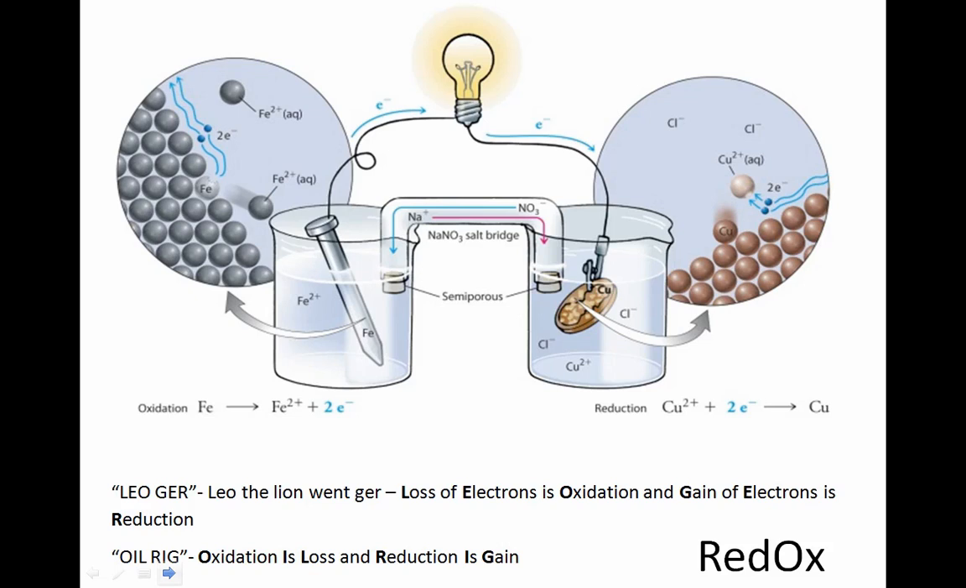These at the bottom are a couple of different catchphrases that students have used to help remember which one's which. Leo the lion went grr: Loss of Electrons is Oxidation, Gain of Electrons is Reduction. Or OIL RIG was the one I was actually taught to learn: Oxidation Is Loss, Reduction Is Gain. If either of those mnemonics help you, great, more power to you. You could just remember oxidation produces electrons, reduction requires electrons, whatever works for you.